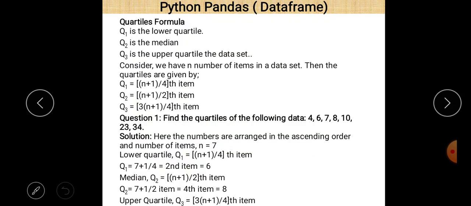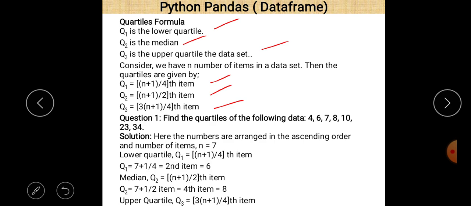So there are three quartiles here, Q1, Q2 and Q3, and we want to calculate Q1, Q2 and Q3. There is a formula for that. Lower quartile Q1 can be calculated as (n plus 1) divided by 4th term, where n is the total number of observations. Q2 is equal to (n plus 1) divided by 2th term, and Q3 is equal to 3 times (n plus 1) divided by 4th term.